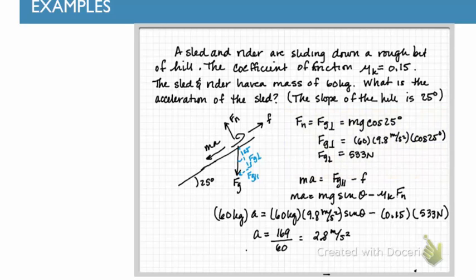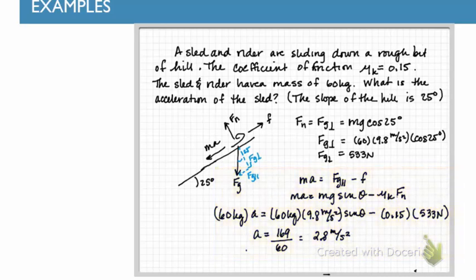And then we're looking at the parallel part of the forces, and so that net force, which would be the mass times the acceleration of the sled down the hill, is equal to the parallel piece of the weight minus friction, because friction's working against it. So you have ma is equal to mg sine theta minus the coefficient of kinetic friction times the normal force. And you plug all those numbers in and do some algebra, and you end up with an acceleration of 2.8 meters per second squared.